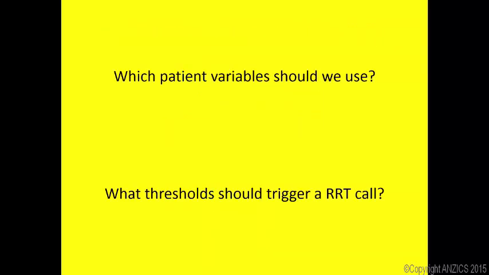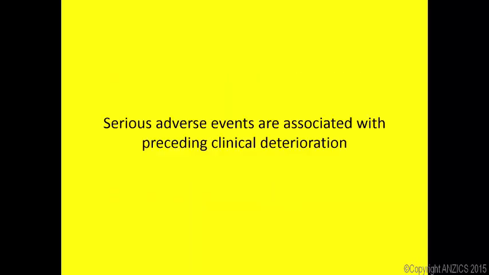So which variables should we use and what thresholds should trigger the call? Before we get into this, I wanted to just go over some founding principles. So we know this stuff. Serious adverse events are associated with preceding clinical deterioration. And the things we're talking about are unexpected deaths, cardiac arrest, unplanned admission to ICU. And it's the data from the 90s where we started to find out about this stuff. We know that more than 80% of cardiac arrests, more than 50% of hospital deaths, and about 70% of ICU admissions are preceded by deterioration. And similar numbers were found in 2002. Studies by Hillman and Buist.